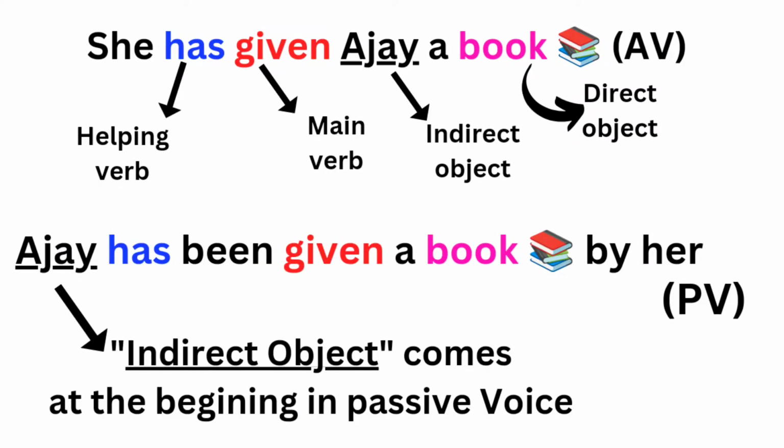In this example, the passive voice is: Ajay has been given a book by her. Here Ajay is the indirect object. And you need to remember one thing: you can remove the indirect object. It is not mandatory to keep the indirect object in active voice, but we have to learn. We should be aware of two objects, the direct object and the indirect object. If you remove the indirect object, you only get one passive voice sentence. If you keep both the indirect object and direct object, you can form three passive voice sentences with two objects.